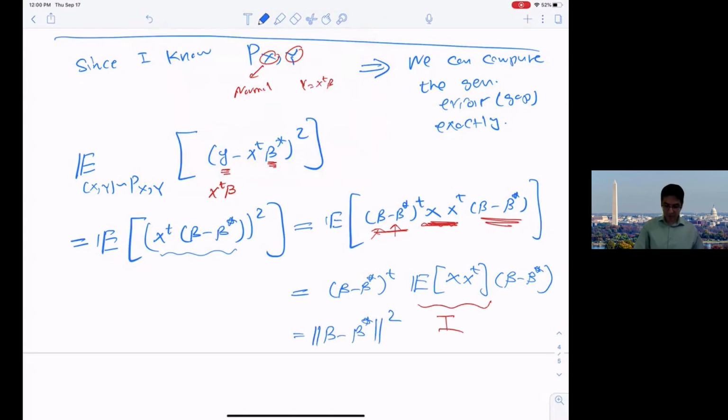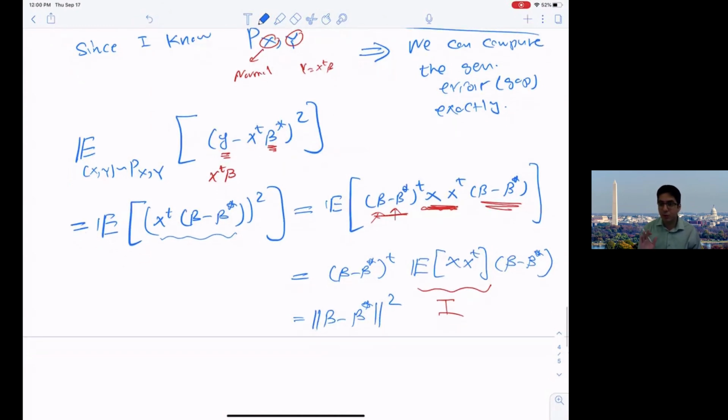So in other words, we get into a very simple expression, right? If I compute a beta star from my training and evaluate it in the population case, the quality of that beta star is just the norm difference of that beta star from the true beta that I use to generate my data.